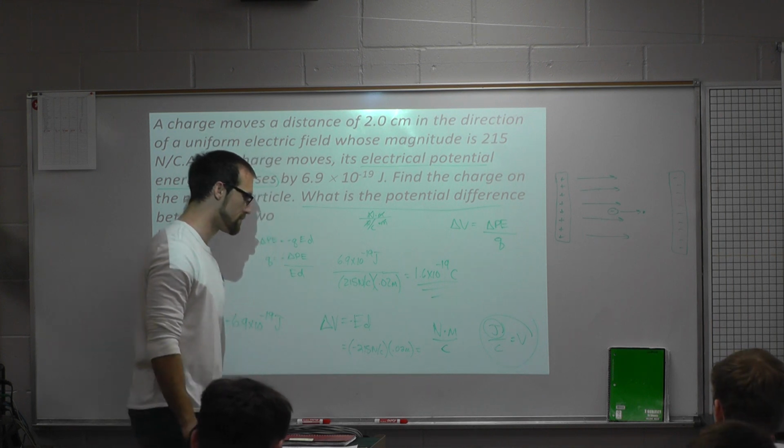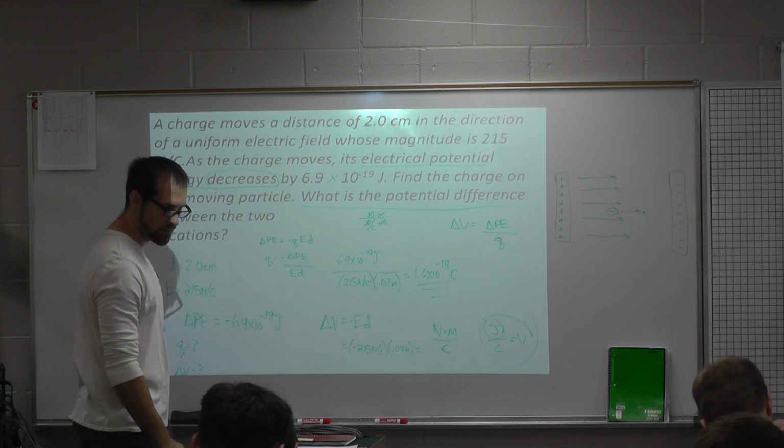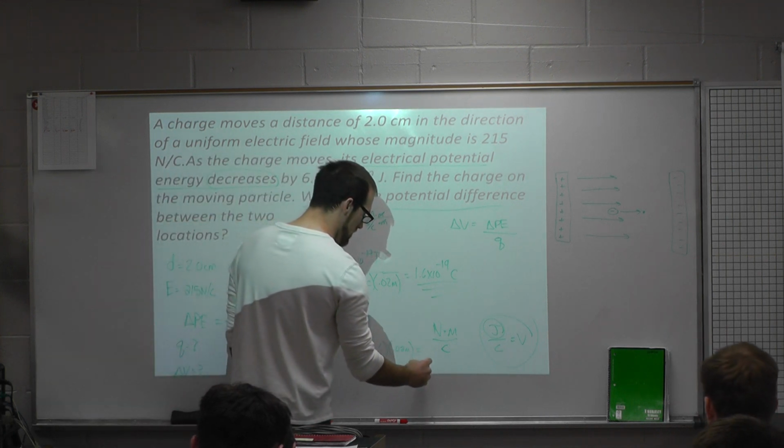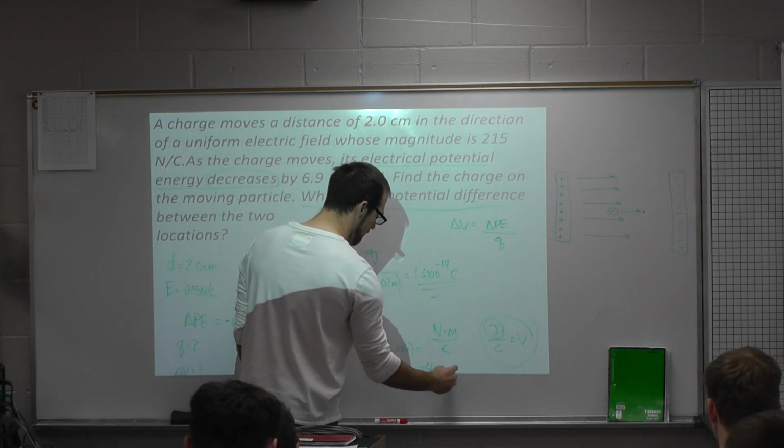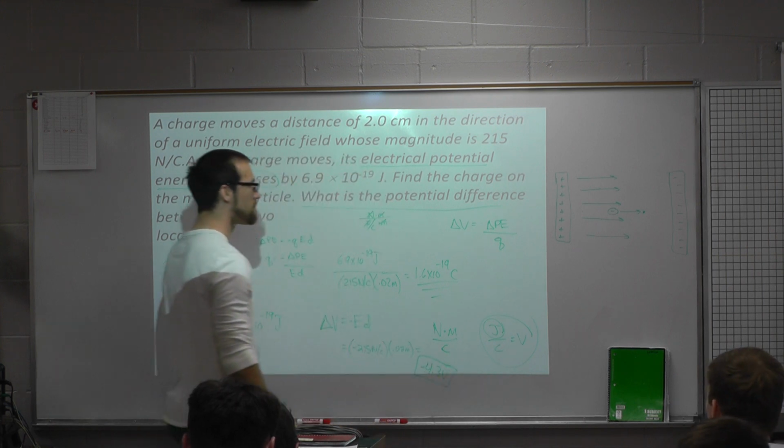Okay? So what's the number there? It's negative 4.3. So you could just say negative 4.3 volts. Is that your potential difference? Yes.